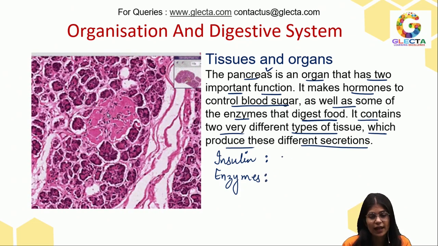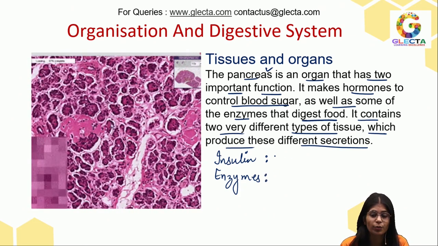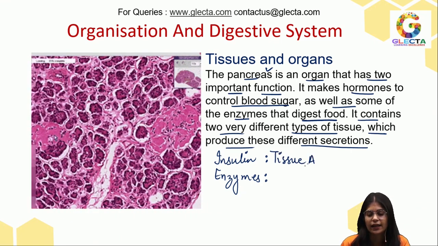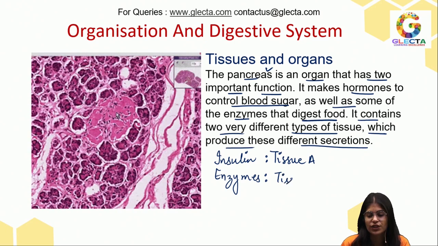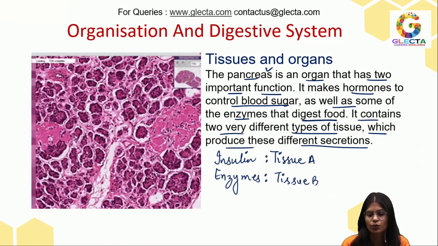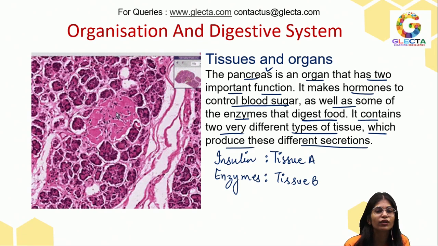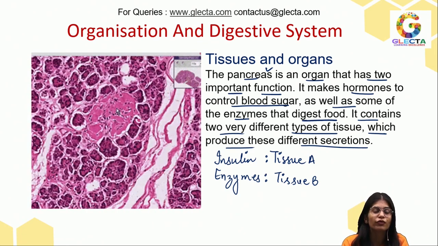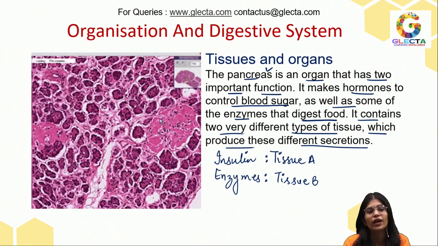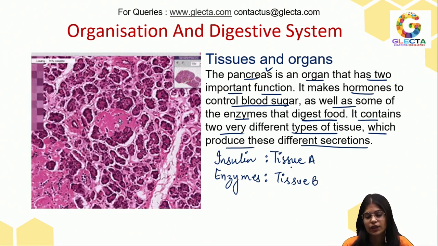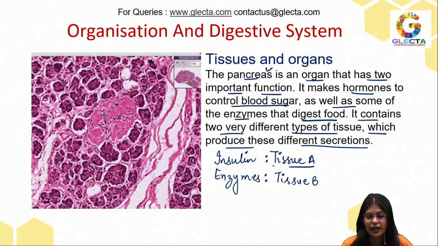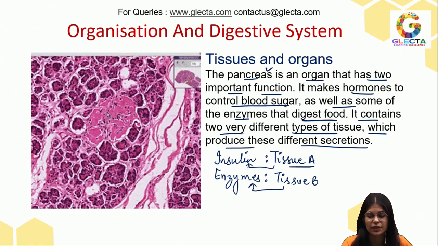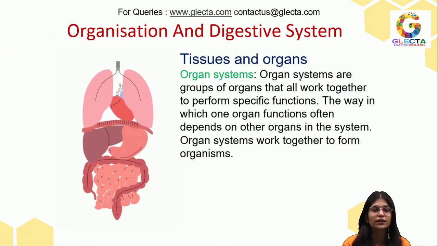The tissues that are going to help in this are going to be different, which means if this is from tissue A, enzymes are going to be secreted from tissue B. So like that. They're never going to be secreted from the same tissue, because tissues are supposed to perform the same function. So if A tissue has a function of producing insulin, B tissue is going to have a function of producing enzymes.